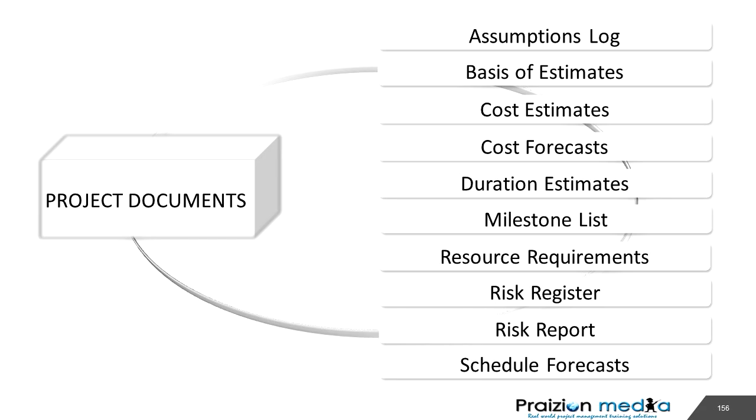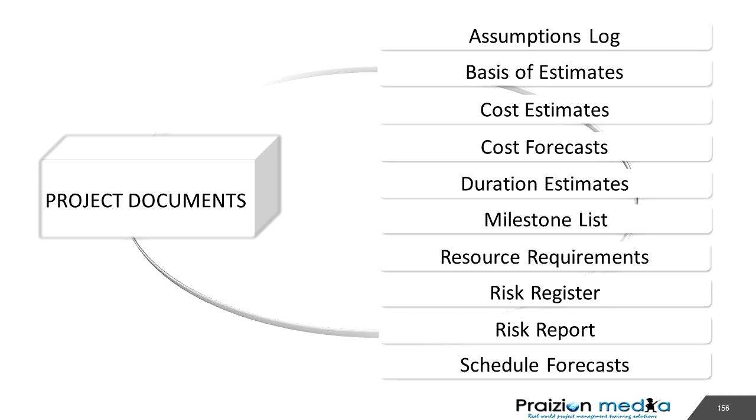So project documents here include the assumptions log, the basis of estimates, cost forecasts, duration estimates, milestone lists. Let's talk about those first of all. Why do you need something of an estimating nature, of a cost and schedule nature? The reason is because we want to find out what the effect of a risk is from a schedule standpoint. How many days is that going to add to the schedule? What is it going to do? Let's be quantitative about it.